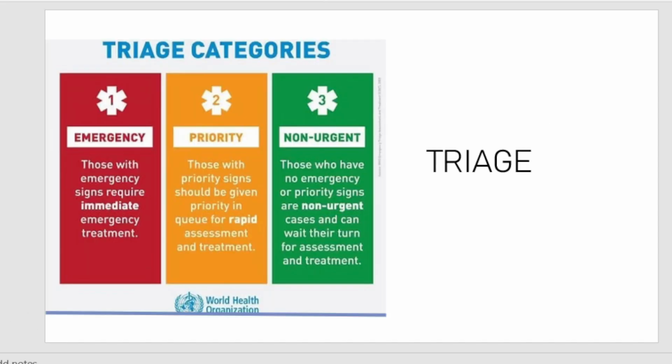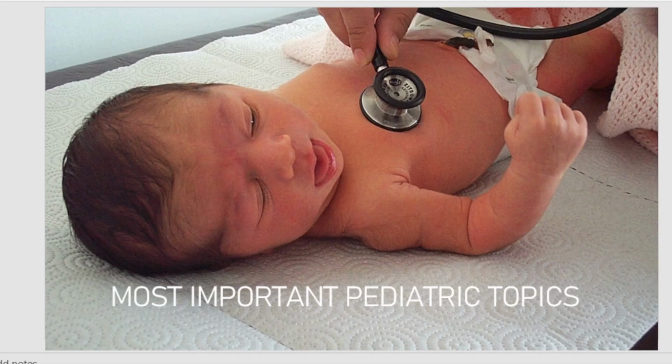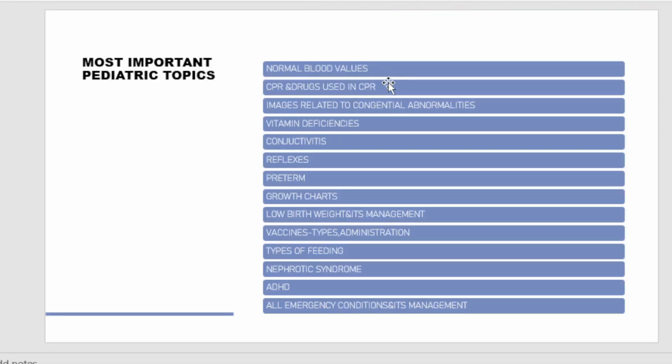Infusion pumps, triage. Next most important pediatric topics are normal blood values, CPR and the drugs used in the CPR for pediatrics, images related to the different congenital abnormalities, vitamin deficiency, conjunctivitis, different types of reflexes, preterm related questions, growth charts, low birth weight and its management, different types of vaccines and types of administration, types of feeding, nephrotic syndrome, ADHD, and all the emergency conditions and its management. These are the most important topics frequently asked related to pediatrics.